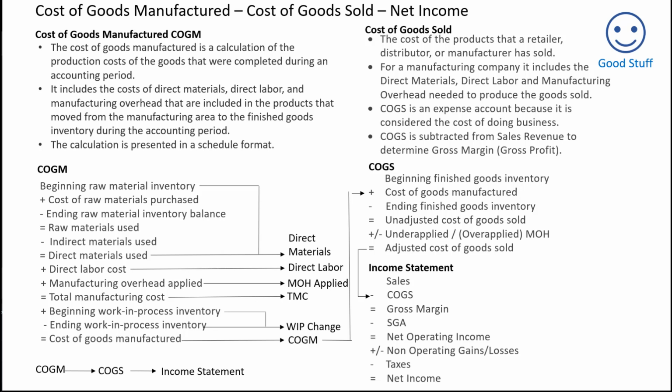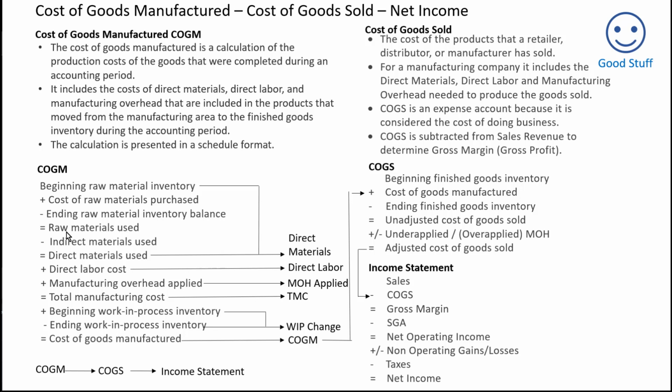The following line items are found in the cost of goods manufactured schedule. We start with the beginning raw material inventory, and then we add the cost of all raw materials purchased during the period. That gives us the total raw materials that are available for use, but we don't use all our materials. We have an ending raw material inventory. So we subtract the ending raw material inventory balance and we get the raw materials that were actually used.